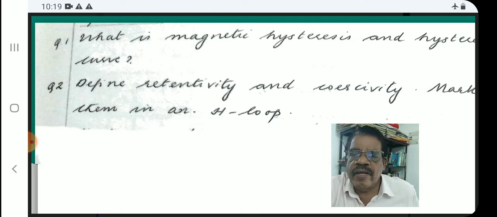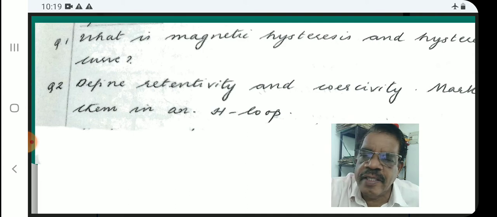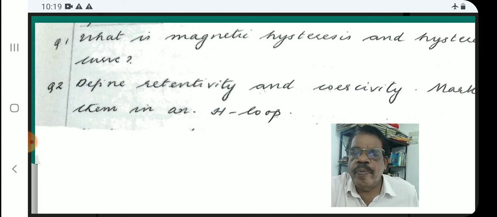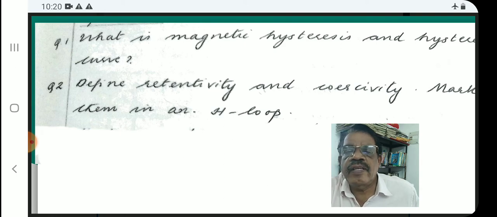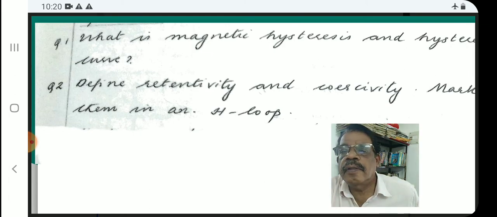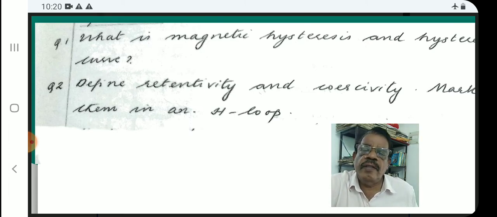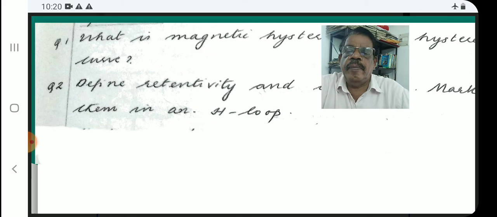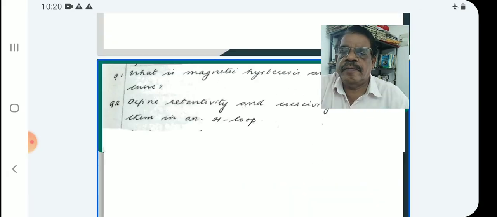The lagging of B or M behind H when a specimen like iron is subjected to a complete cycle of magnetization is magnetic hysteresis. Next question: define retentivity and coercivity, and mark them in the MH loop, in a hysteresis loop. The MH loop or BH loop is what is called the hysteresis loop.